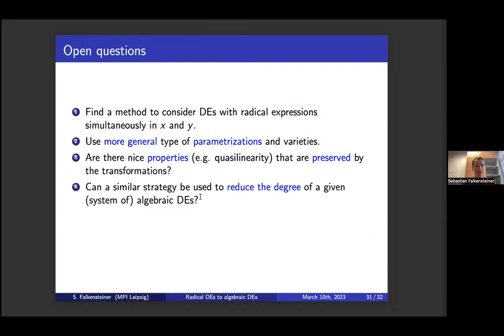And then another question is, can we find a similar approach for reducing the degree of a given differential equation, which is already algebraic, but we want to find another system which has lower degrees, so the exponents are smaller. It seems to be of interest, for example, in dynamical systems.